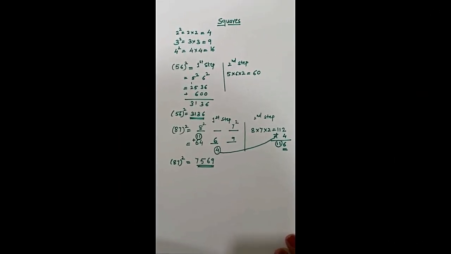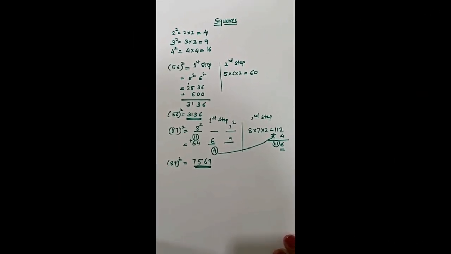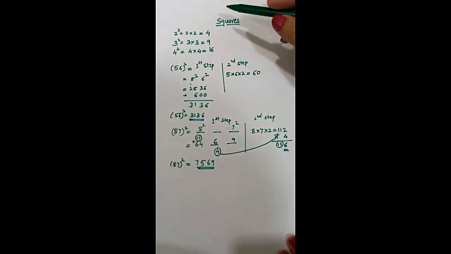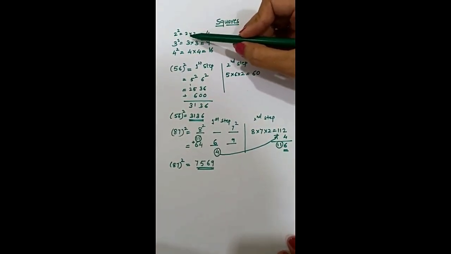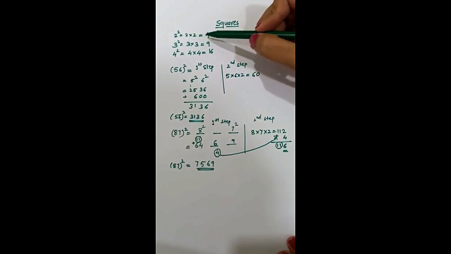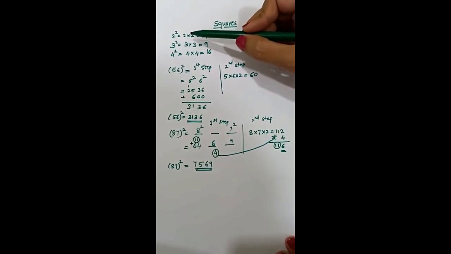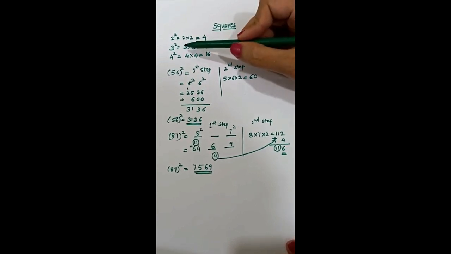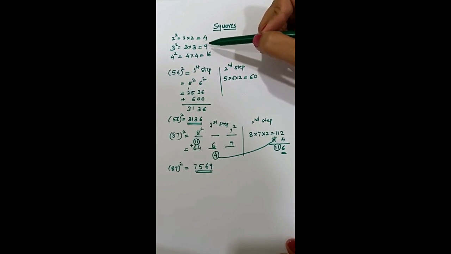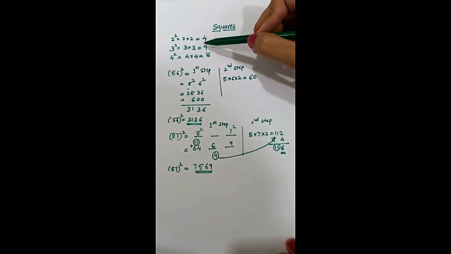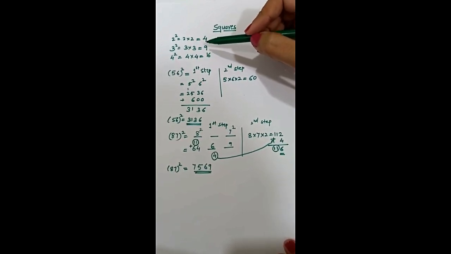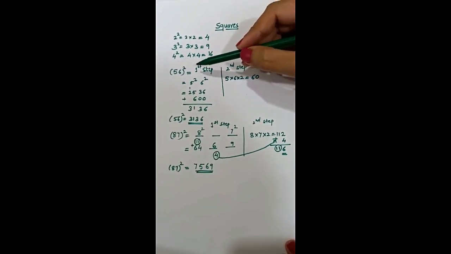Hello all, do you know how to find the square? Square is nothing but the multiplication of the number by itself. The outcome is called the square of that number. Suppose you have 2 square, you multiply the number 2 times. 2 square is 2 into 2, that is equal to 4. 3 square is 3 into 3 equal to 9. Like this you can find the squares of numbers from 1 to 10. It's quite easy, but it is difficult for 2-digit numbers.